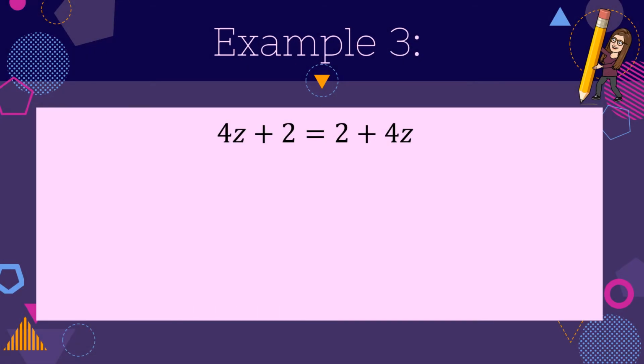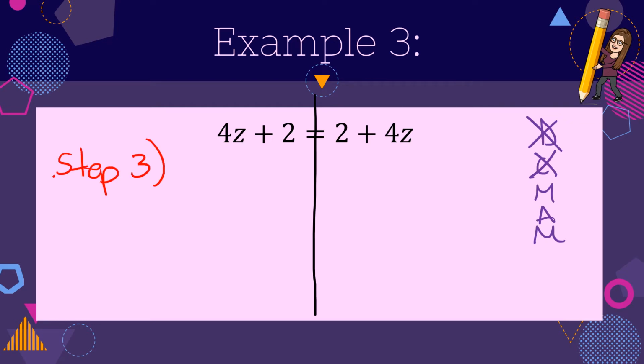All right, we're still on page 5. We're looking at example 3, and some of you are going to start to notice things already. But let's go through our acronym. There's no distributing. Combine on the left? Nope. Combine on the right? Nope. Move a variable? Yes. So let's take care of step 3. Instead of a positive 4z, we're going to minus 4z. Now, when I do that, you'll notice again, both of them cancel.